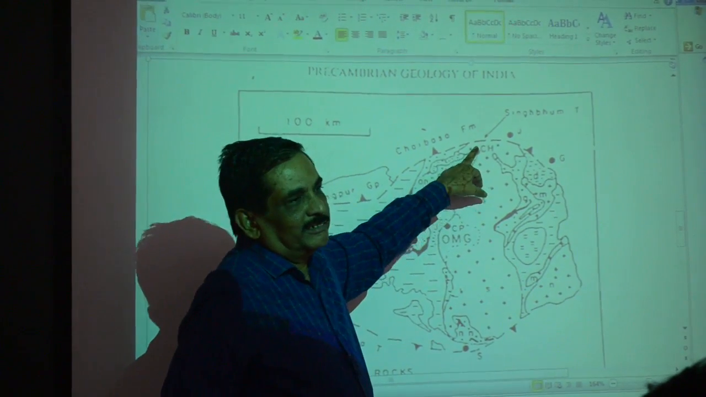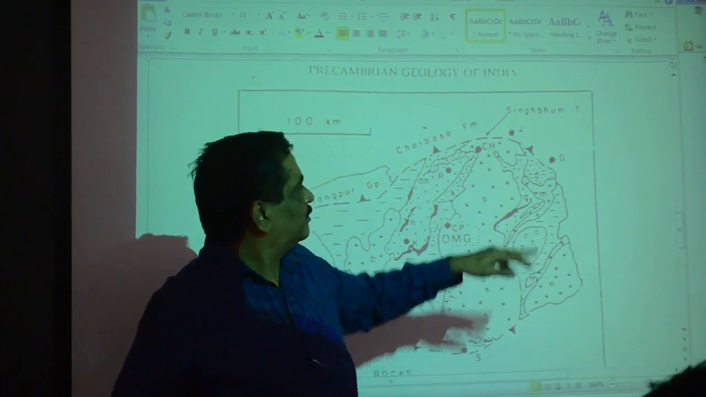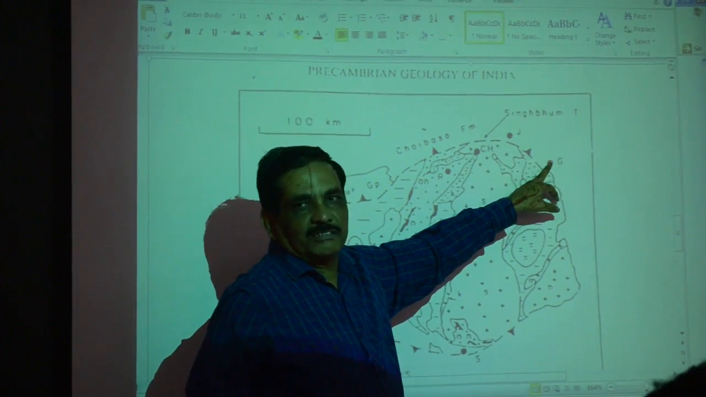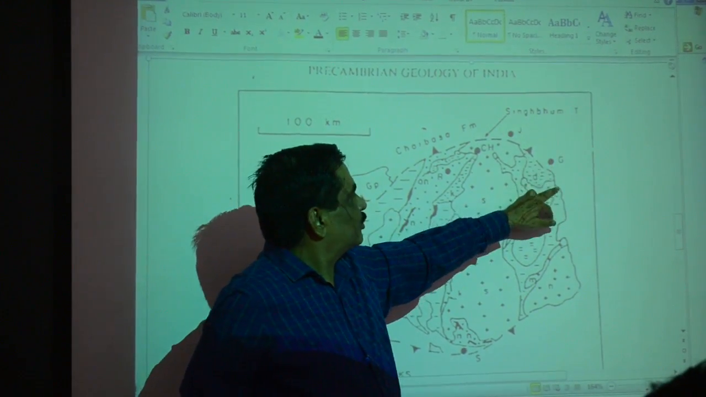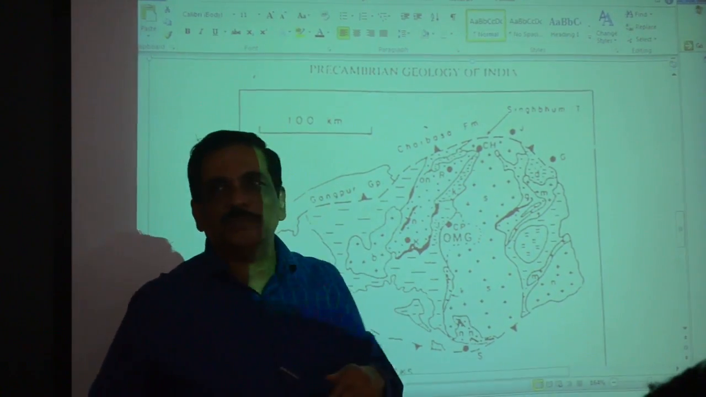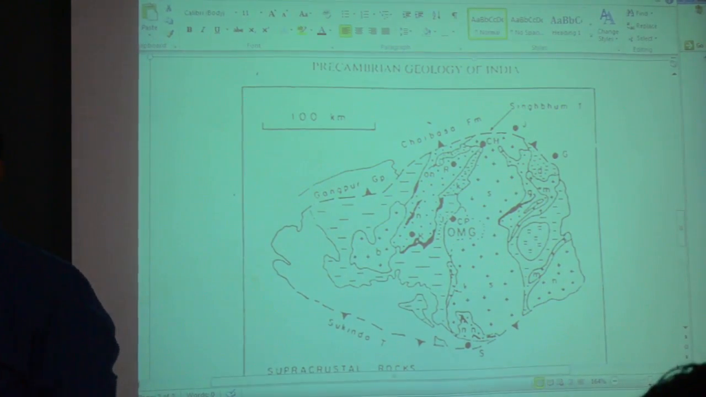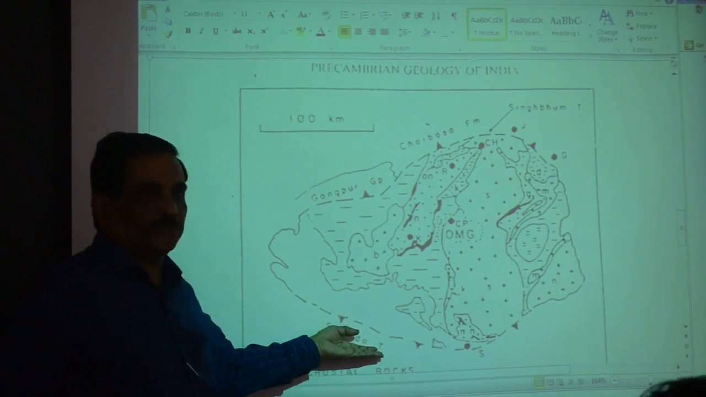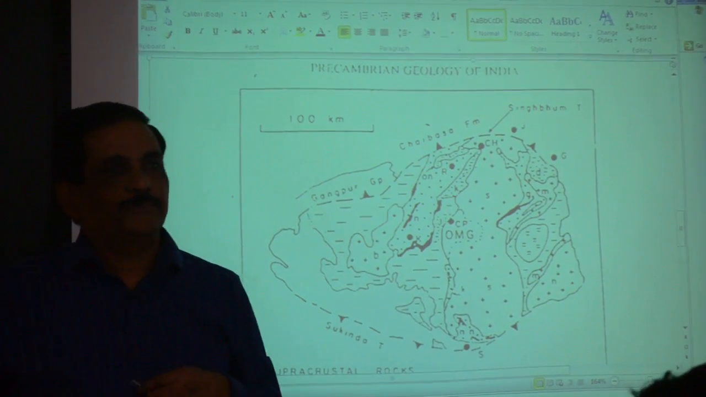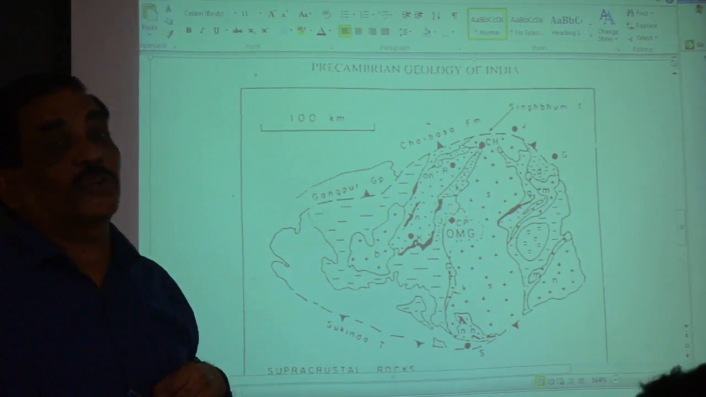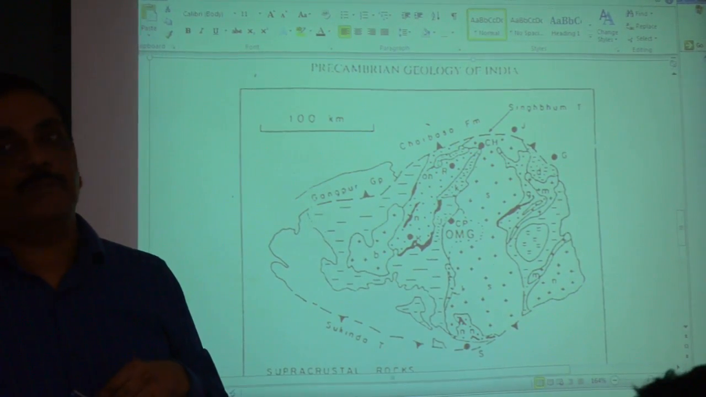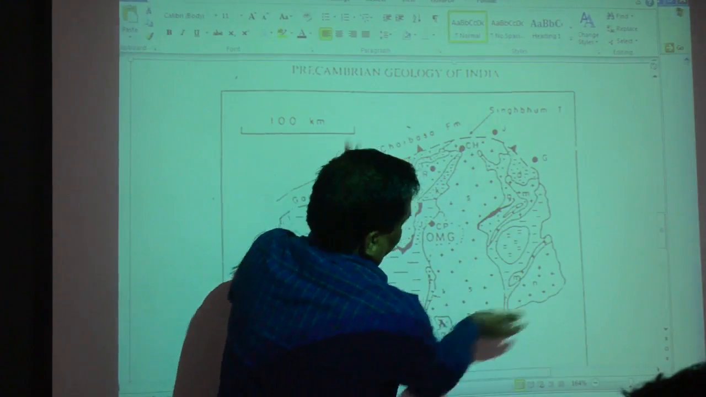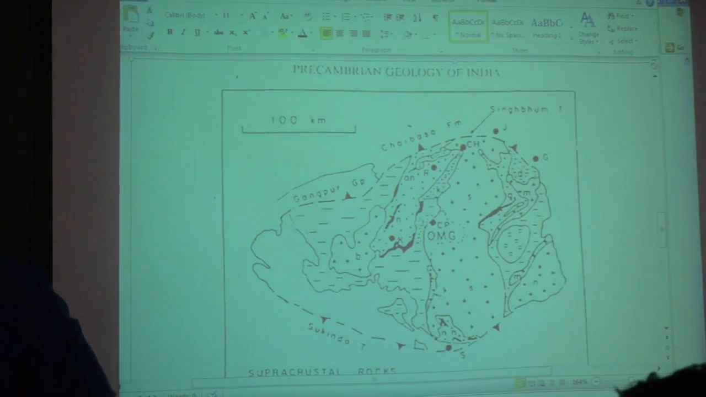Chaibasa is in which state? Jharkhand. These are all margins, all boundaries. This G is Harsila, again Jharkhand. So these run almost along the margin of Odisha and Jharkhand, the northern boundary. And the southern boundary, Sukinda, some of you might have visited. Sukinda chromites, Sukinda iron ore group. There is a very big thrust there also. So just like an egg-like body, that is your Singhbhum Craton.